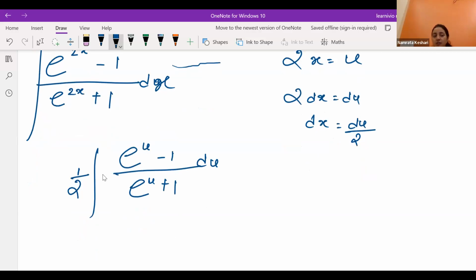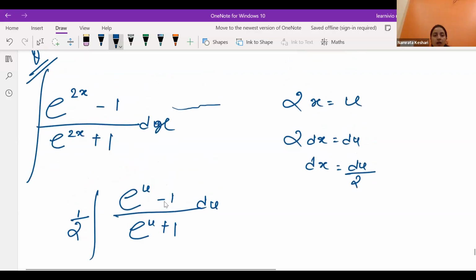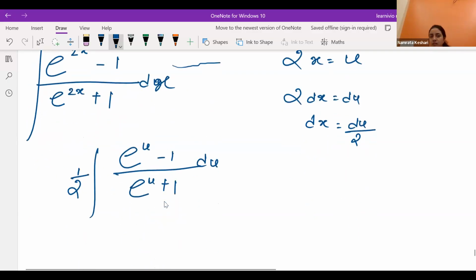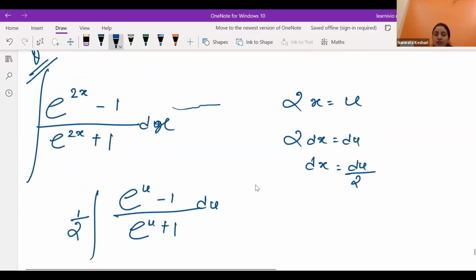Is it possible to integrate it? No. Can we take any substitution again? No. Okay, that way it is creating confusion. Let's do it another way.